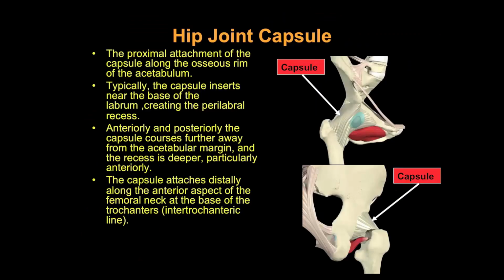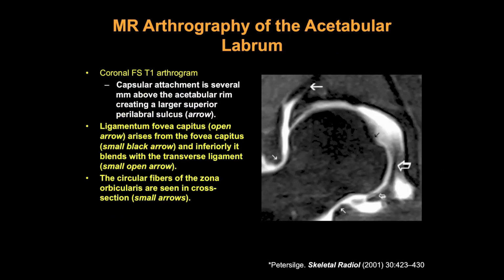So the hip joint capsule: the proximal attachments of the capsule are along the osseous rim of the acetabulum. Typically the capsule inserts near the base of the labrum, creating the perilabral recess, which we see on MR arthrography. Anteriorly and posteriorly the capsule courses further away from the acetabular margin, and the recess is deeper, particularly anteriorly. The capsule attaches distally along the anterior aspect of the femoral neck at the base of the trochanters, the intertrochanteric line. Here's that appearance of the perilabral sulcus formed by the capsule and the labrum. So this is a coronal T1 weighted arthrogram image of the hip, showing that the capsular attachment is several millimeters above the acetabular rim, and that creates a larger superior perilabral sulcus.